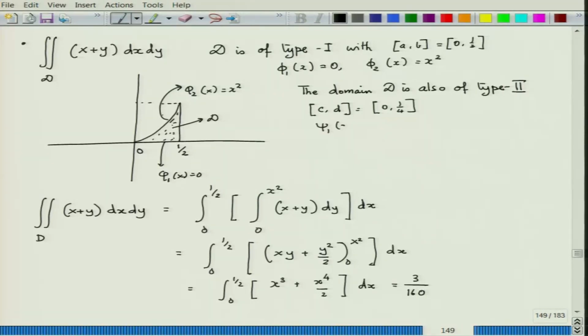Phi 1 of x I can write as root y, this function, which in this part is the inverse of x square. So, root y is equal to x, the positive root. So, it is root y, and phi 2 of x is half, and psi 2 of x is half. So, you can try out this particular thing for this particular problem, and then we can think in a bit more detail.